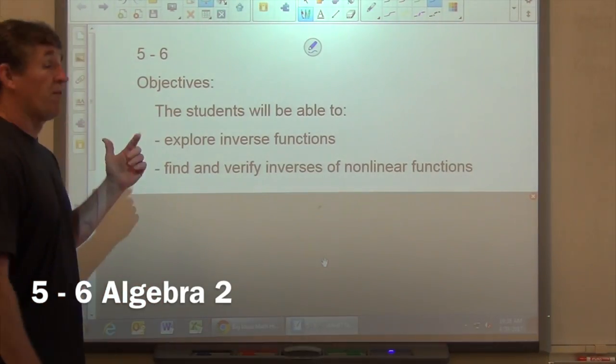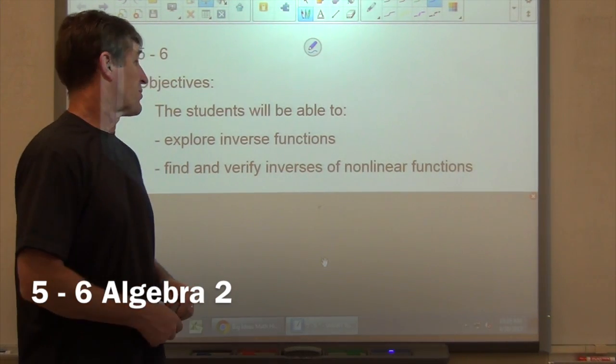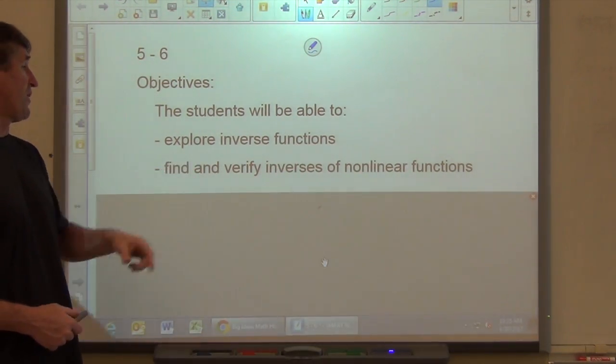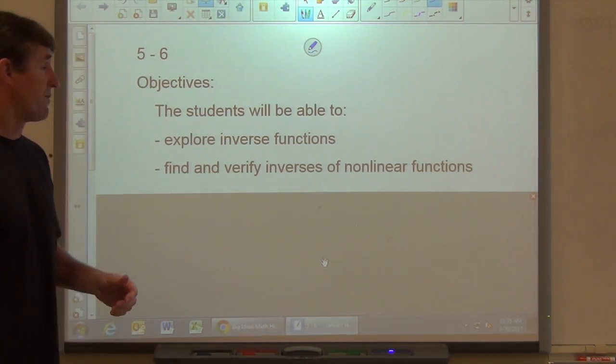Alright, so today we're going to do 5-6. We're doing 5-6 after 6-2. It kind of leads into 6-3. So our objectives for today, the student will be able to explore inverse functions and find and verify inverses of nonlinear functions.